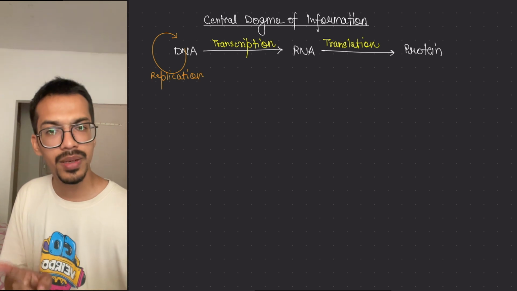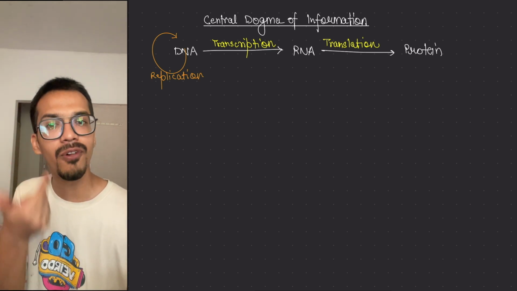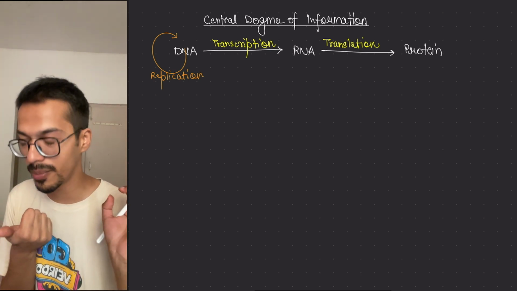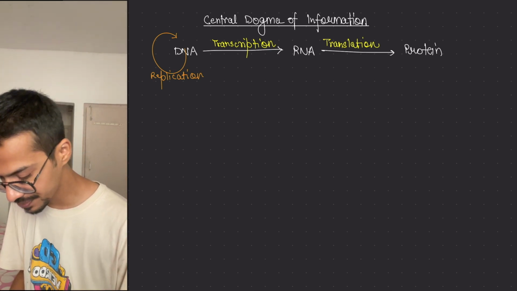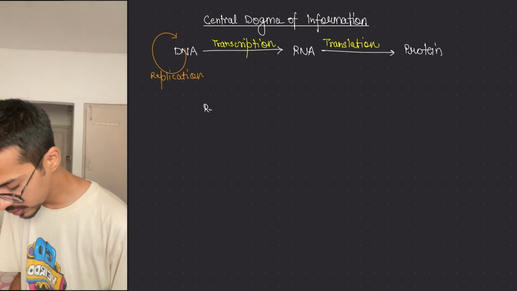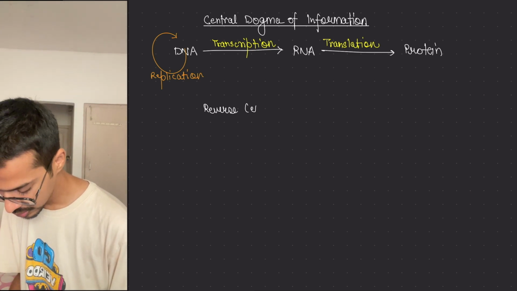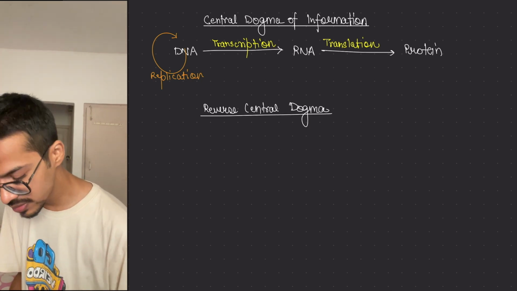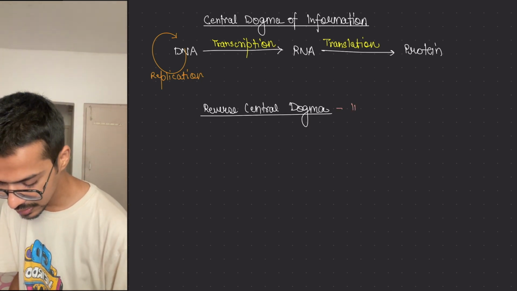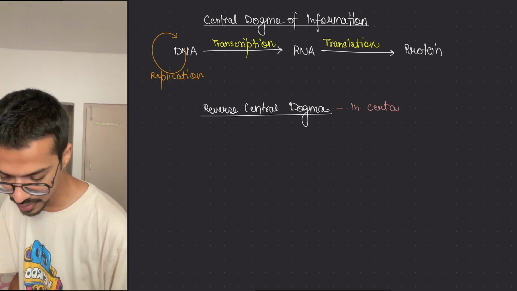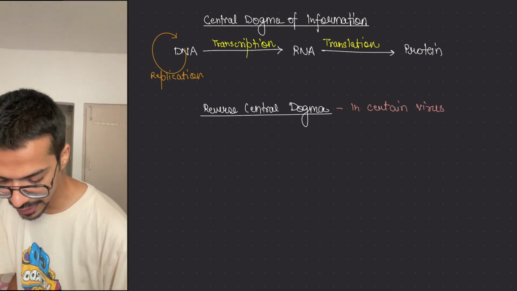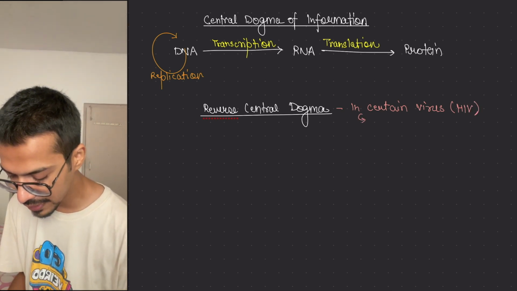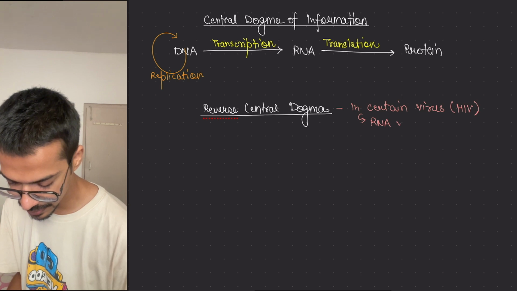But there is one problem with certain organisms, like certain viruses. There is a presence of reverse central dogma. What is reverse central dogma? It happens in certain viruses. Which viruses? Like your HIV virus, tobacco mosaic virus. Basically, they are RNA viruses.